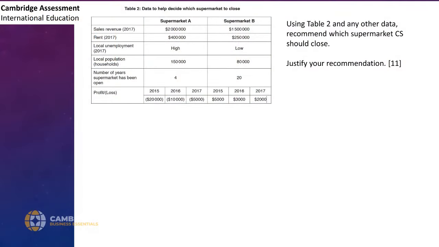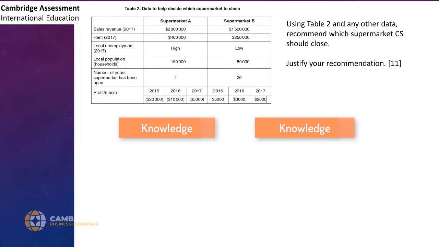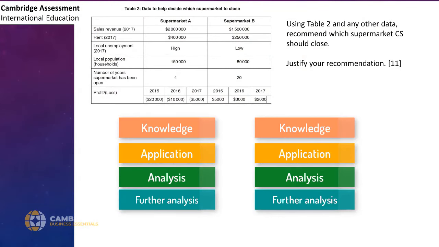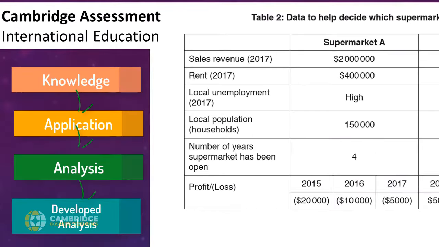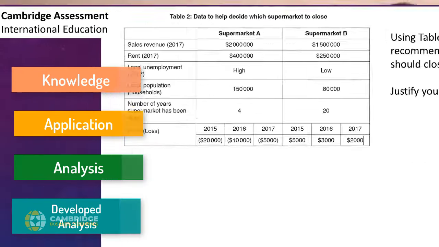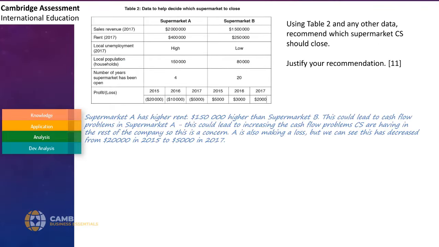Part D, evaluation questions, follow the same structure as 8 marks analysis questions, but require a recommendation at the end. Let's have a look at this example, asking which supermarket to close. First, let's look at supermarket A. We need to create a chain of analysis based on one or more of the factors that make the case that it should be closed.